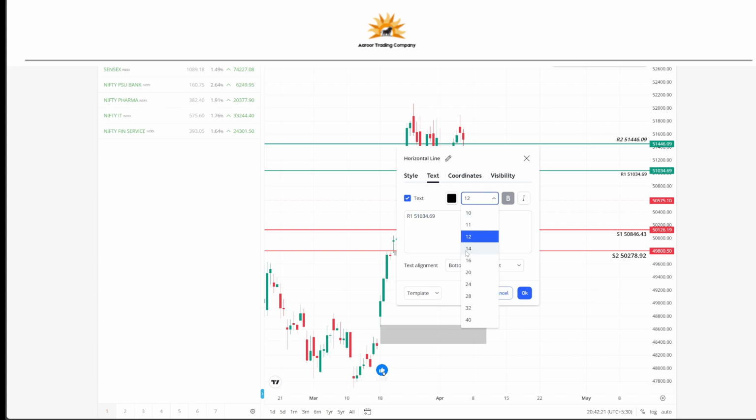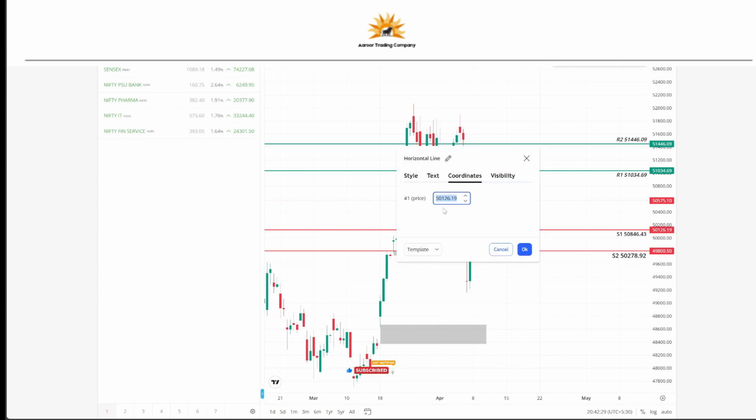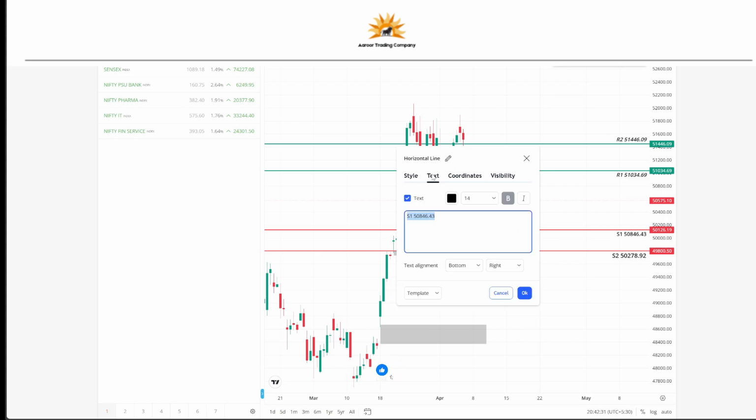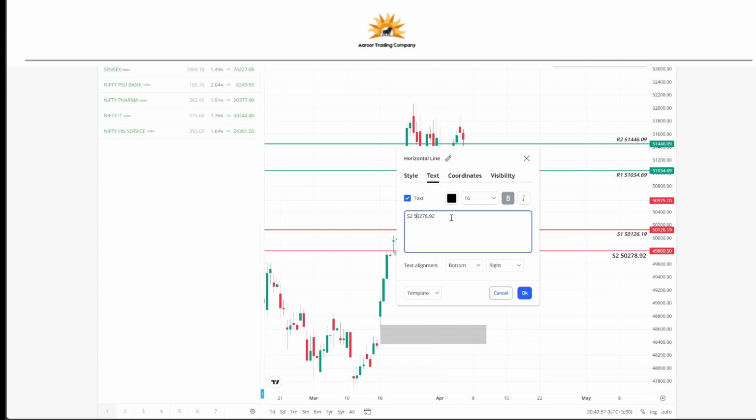I'm expecting a little selling pressure over this area. Why? Because of the global taxes by different countries, which were being taxed by the US. The S1 is around 50,126, and for S2, the coordinates are around 49,800. If it breaks below 49,800, you can look for a good sell area.